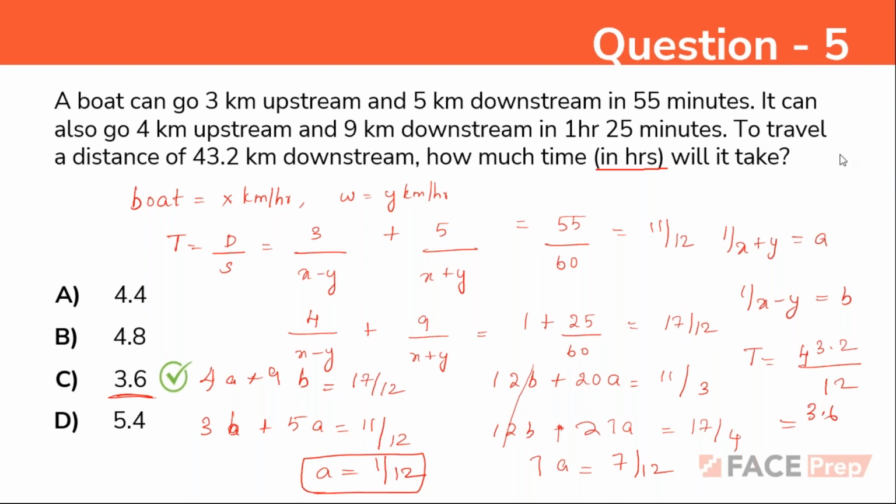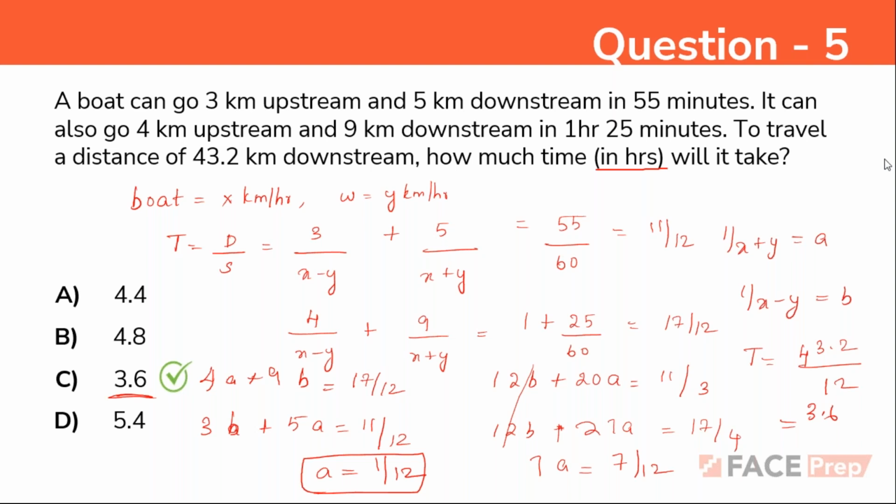Now I got some two equations. In order to solve this in an easy manner, I'm taking a as 1 divided by x minus y and b as 1 divided by x plus y. So that I'll be able to form some two equations, right? So 4a plus 9b is 17 by 12 and 3b plus 5a is 11 by 12. So if you solve these two equations, you will be getting the value of a as 1 by 12.